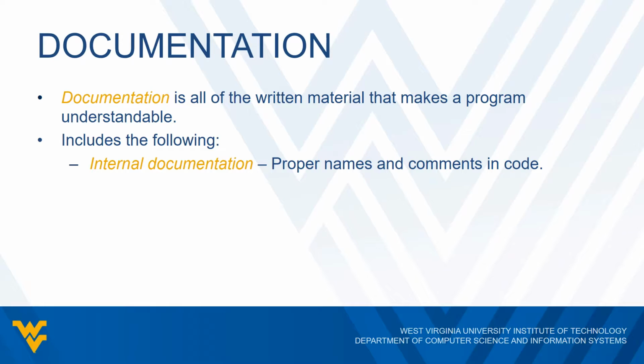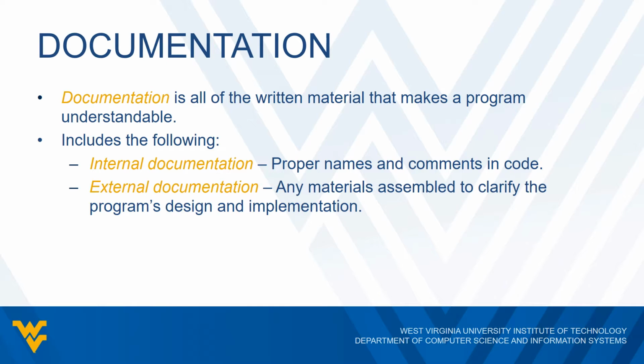So it gives the proper names, it gives the comments. Good internal documentation would consist of choosing meaningful names for program identifiers, using plenty of comments to explain the code, and then separating the program into short modules, each of which would do a specific subtask. We also have external documentation, and this consists of any materials assembled to clarify the program's design and implementation.